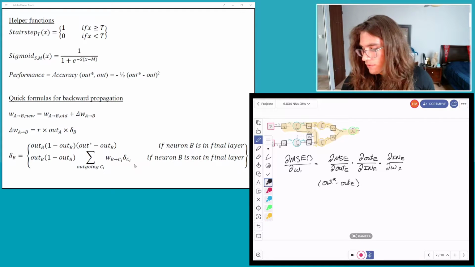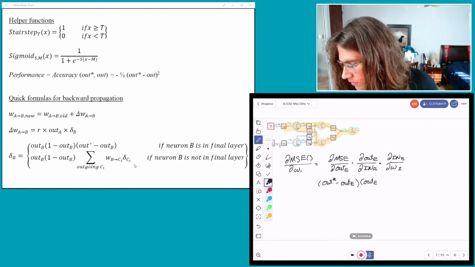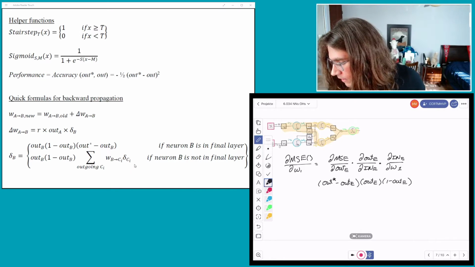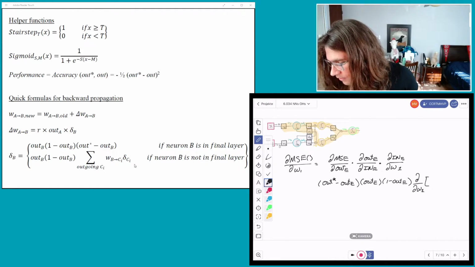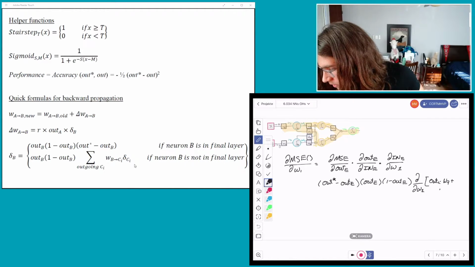Out E with respect to in E, that's the derivative of the threshold function, which is the sigmoid, as I mentioned earlier. So this is out E times 1 minus out E. And then I need to take the derivative with respect to w1 of the following function: in E, which translates to out C times w7 plus out D times w8.